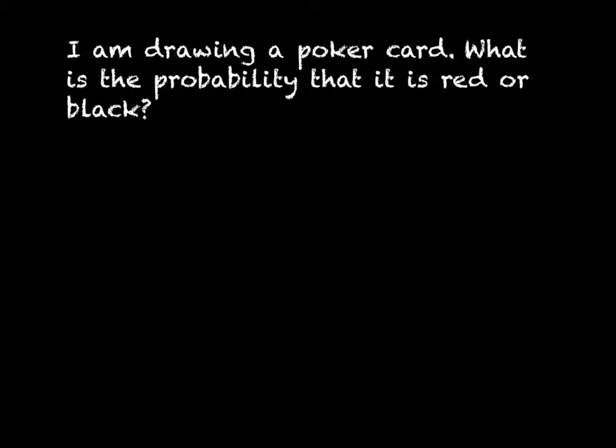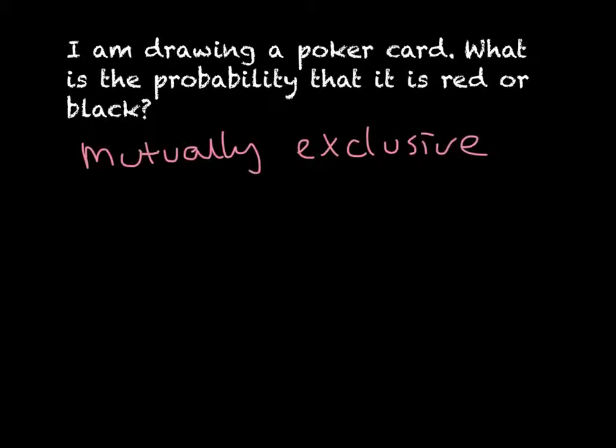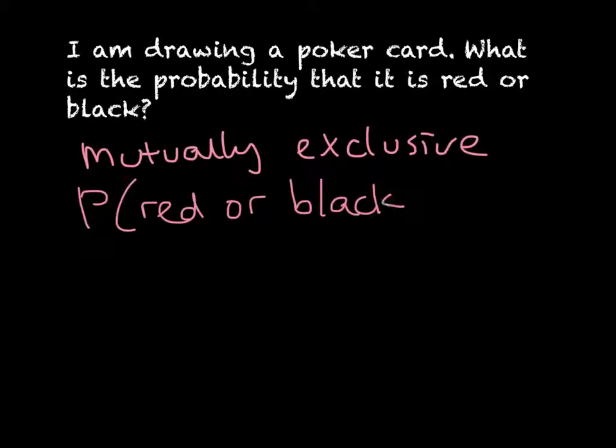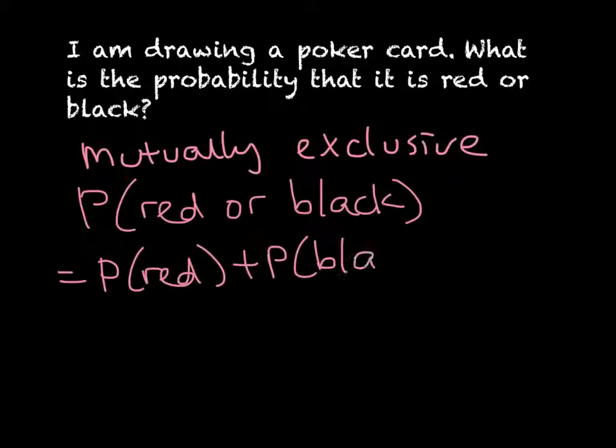We're going to say that a card cannot be both red and black. So that means that these events are mutually exclusive, meaning we can just add up their separate probabilities. So the probability of red or black is equal to the probability of red plus the probability of black.